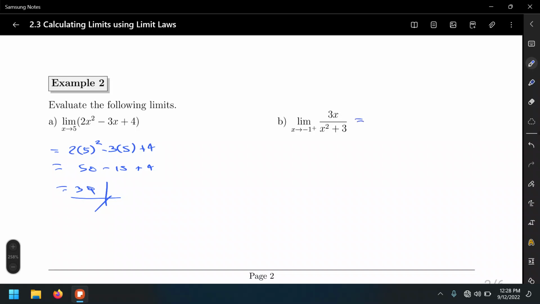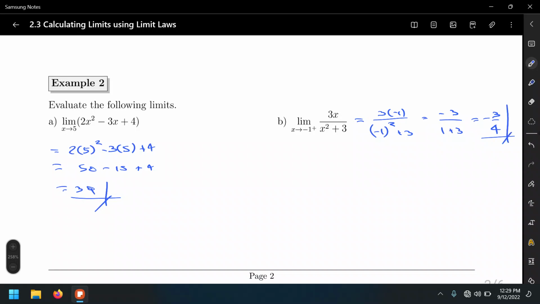Letter B. By direct substitution, just substitute -1. But it has a positive next to it. Yes, it's not going to matter in this case. Either way, it's fine, because x squared plus 3 in the denominator is never equal to 0, so we're not going to have any vertical asymptotes, so we can use the direct approach. So that's going to be -3 over 1 plus 3, which is -3/4.